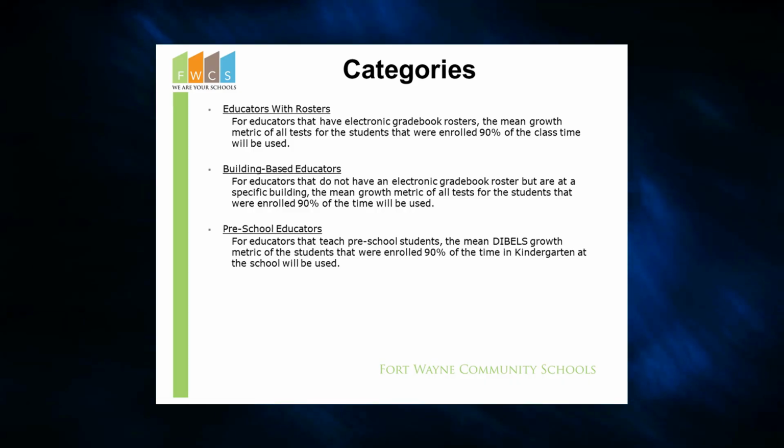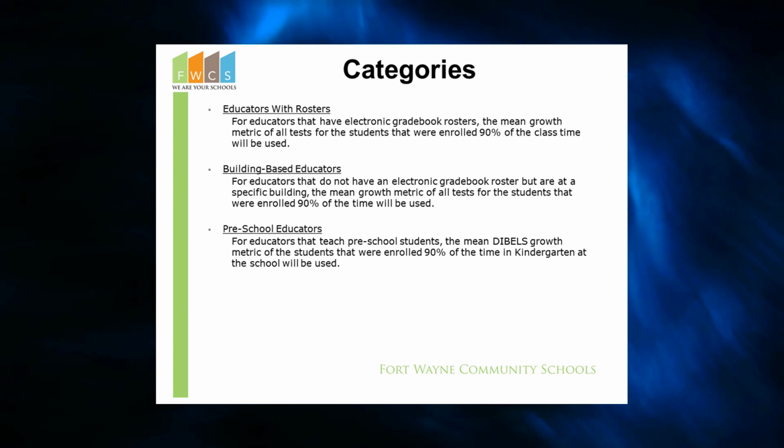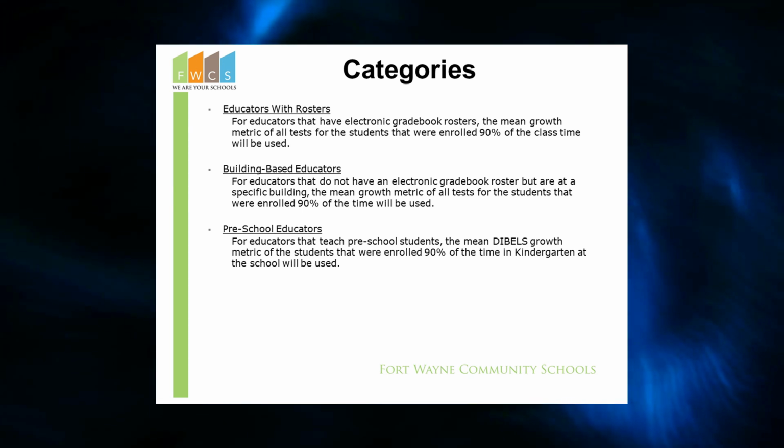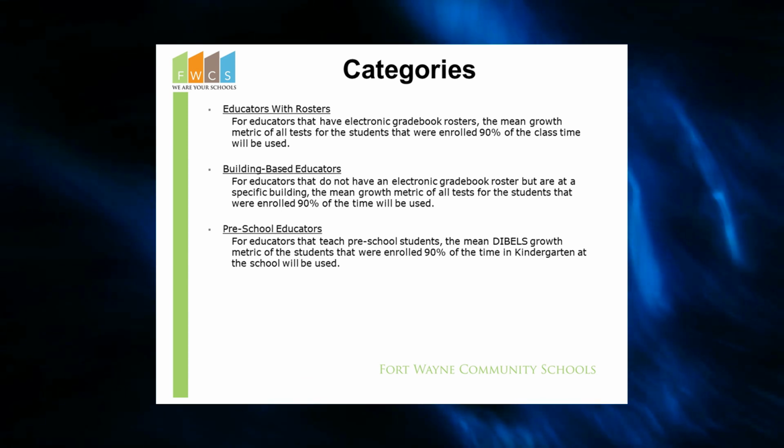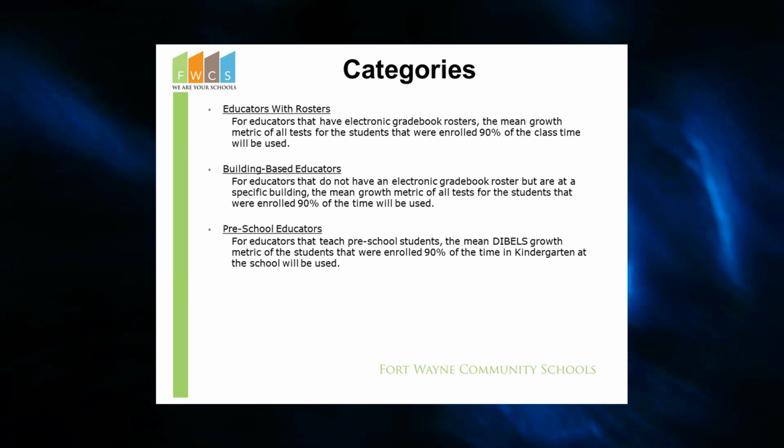In the next few minutes, I will be covering the final educator evaluation rating calculation for the 2018-19 school year. The categories of educators have not changed from past years. To review, the first category is educators with rosters. For educators that have electronic gradebook rosters, the mean growth metric of all tests for the students that were enrolled 90% of the class time will be used.